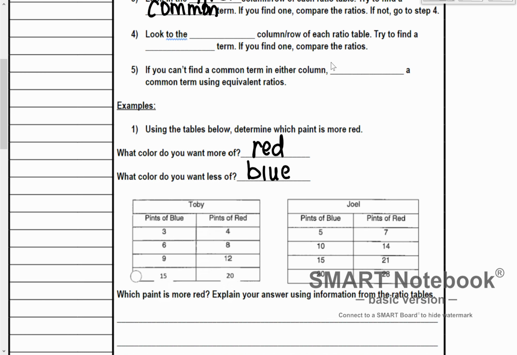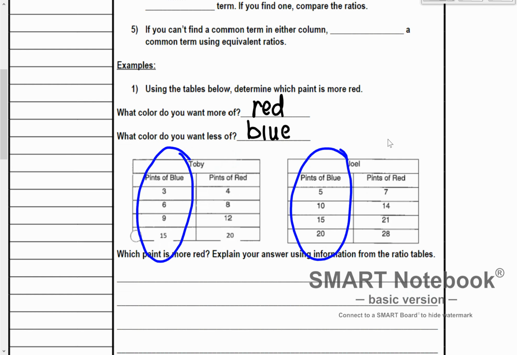Okay, so for example, let's look in Toby's pints of blue and Joel's pints of blue. So we're looking in both of their first columns to try to find the same number. So this one's 3, 5, 6, 10, 9, 15. Oh, 15. And notice how they're not in the same spot. That's okay. But notice how here we have a 15 and here we have a 15. Okay. So what this means is that there's 15 pints of blue for Toby. When there's 15 pints of blue, there's 20 pints of red. Okay. What this means for Joel is when there's 15 pints of blue, there's 21 pints of red.